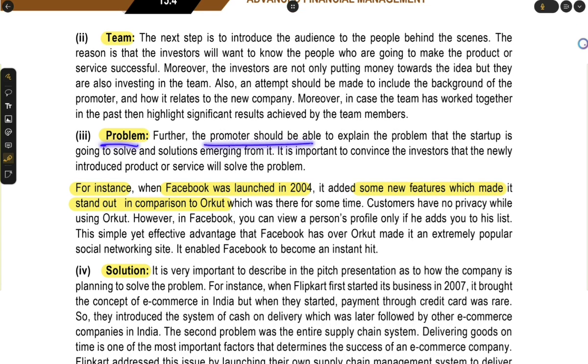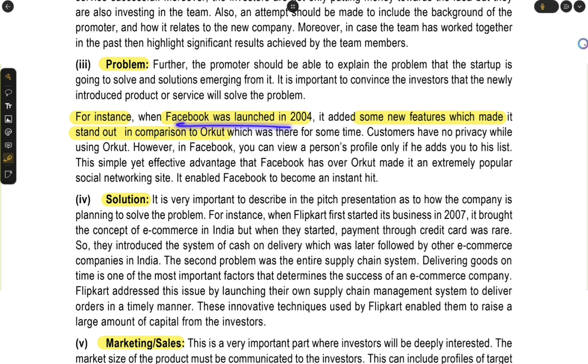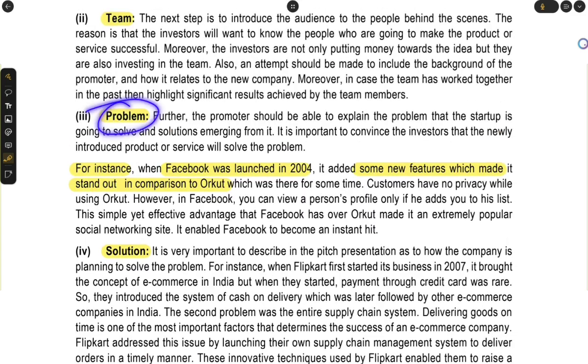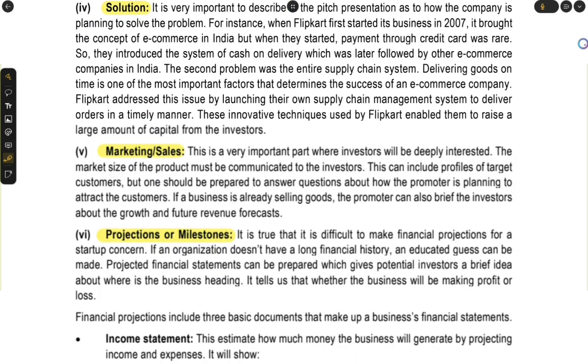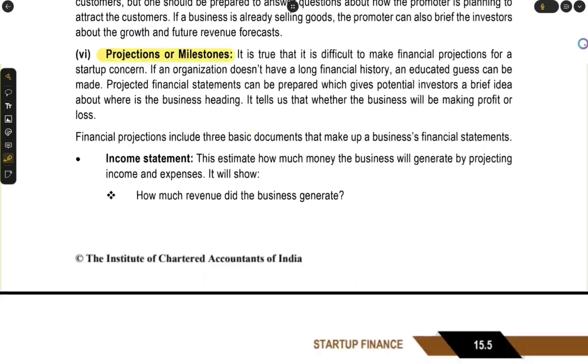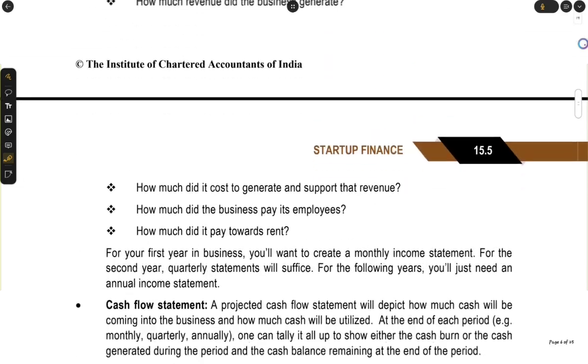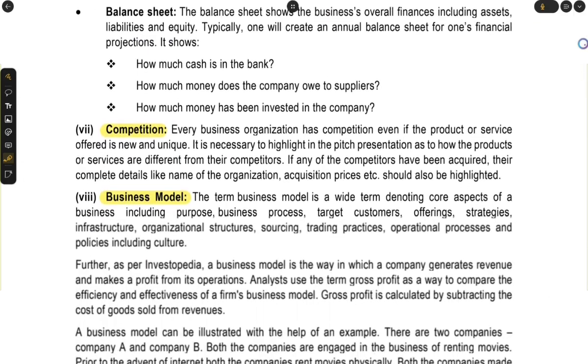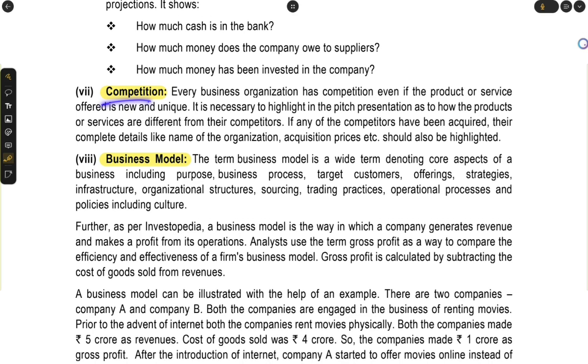Then problem: the promoter should be able to explain the problem. For instance, Facebook launched with some new features which made it stand out in comparison to Orkut. And next is solution: there are problems, and there should also be a solution. Then marketing and sales. Then projections or milestones. Easy. In projections or milestones you have to give the income statement, cash flow statement, balance sheet, all the financial statement things. And then competition: you also have to show a slide for this, and how you are trying to counter that.